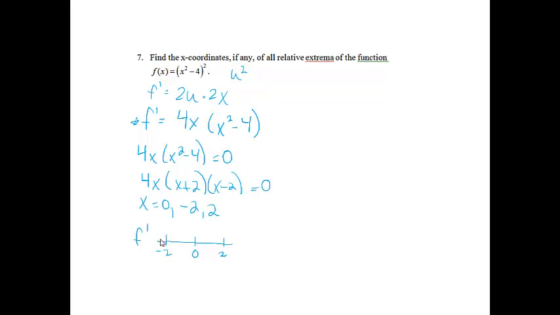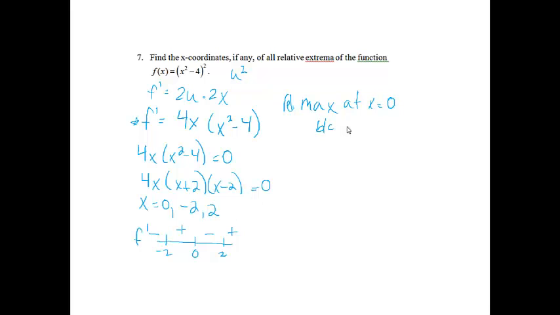So when I plug negative 3 in there, I will get a negative number. If I plug negative 1 in, I will get a positive number. If I plug 1 in, I will once again get a negative number. And if I plug 2 in, I will get a positive number. So it's asking me for relative extrema. So first of all, I'm going to say, are there any relative maxes? And there is a relative max at x equals 0.